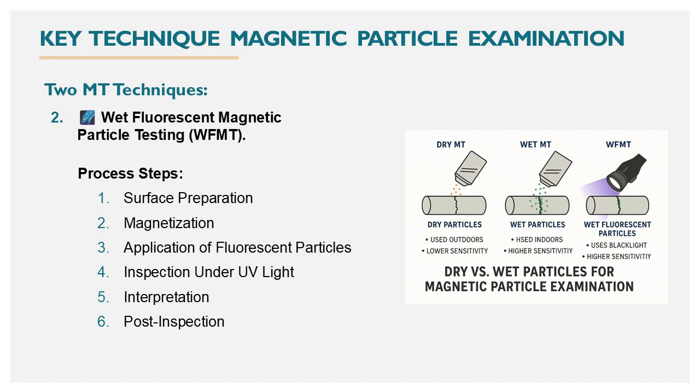Step number 5 is interpretation. Look for glowing indications that reveal cracks, porosity, or other discontinuities. And last step is post-inspection. Clean the part and demagnetize if necessary.